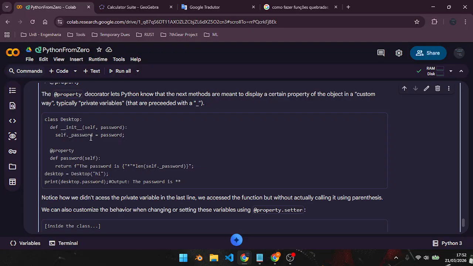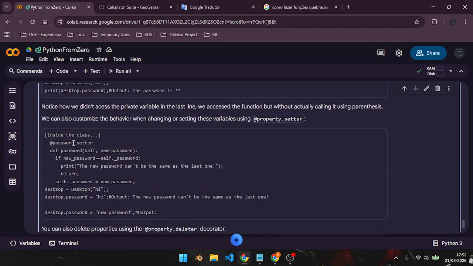you can have a password. And when you're trying to print that password, of course, password is sensitive information, so I wouldn't like it to be printed. So instead, it prints an asterisk as many times as the length of the password. So here I created another desktop. The password is hi, and then I try to print the desktop password. Instead of just returning hi, it returned two asterisks.